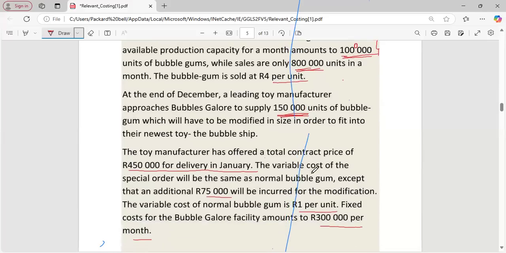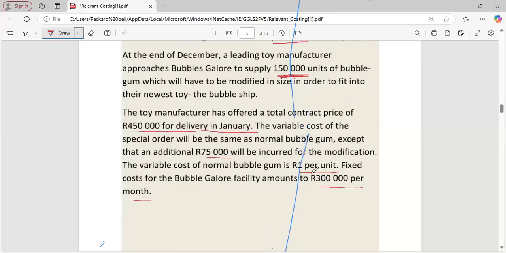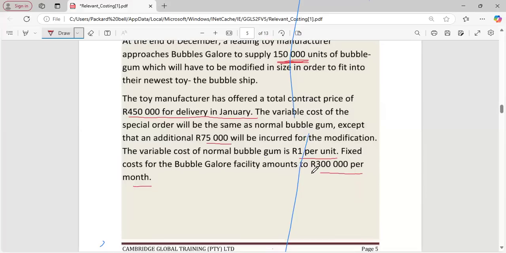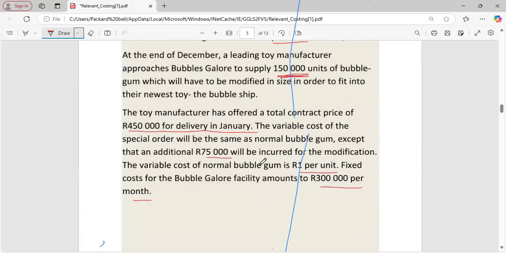So we want the relevant income. What is going to be our relevant income here? The toy manufacturer is offered a total contract price of 450,000. That's the relevant income, the contract price. If we don't take this order, it means we are not going to have this 450,000. So this is going to be the relevant income. What else is going to be our relevant income from the scenario?